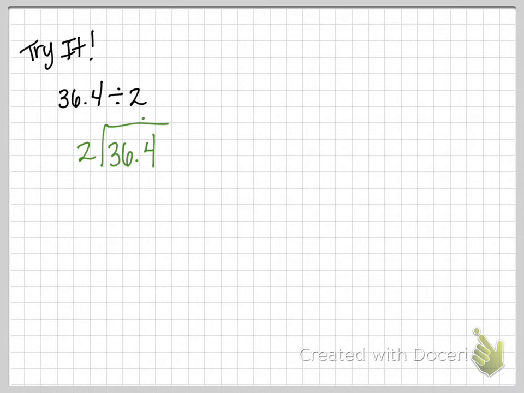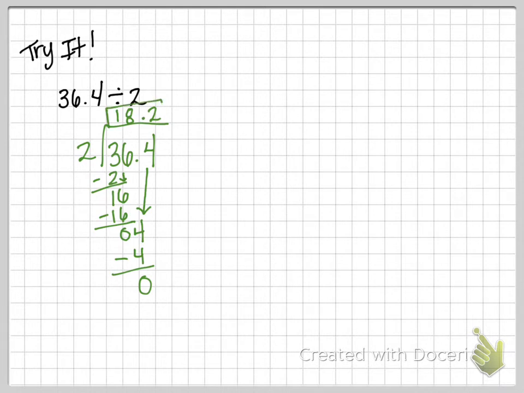Regular long division. 2 goes into 3 once. 1. Subtract. Bring down. 2 goes into 16. 8. Subtract. Be careful, we have a 0, but we're not done because we have another number that we need to bring down. So don't stop there. 2 goes into 4 two times. 2 times 2 is 4. Now we're done because we're at 0 and we have nothing else to bring down.